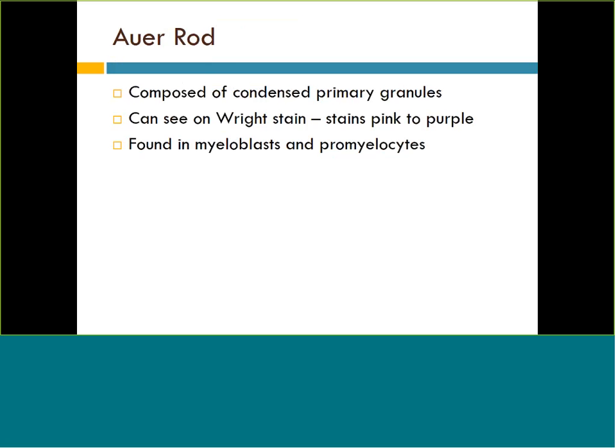Now, Auer rods are very key findings, and they always indicate AML. So we should never ever see an Auer rod normally. It's always an abnormal finding seen with leukemia, and it's specifically seen with AML leukemia. So you should always associate it with that leukemia, and you'll see it in the cytoplasm of those cells.